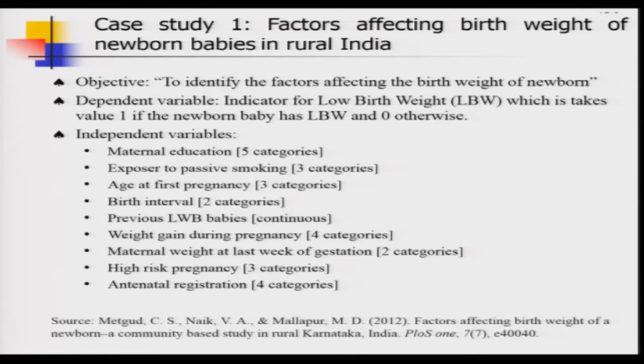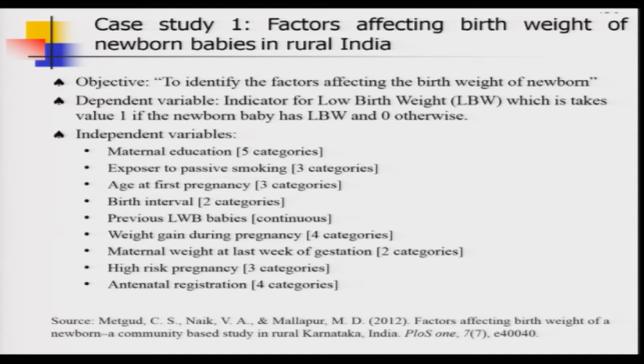So here I am going to talk about a paper which got published in an international journal. So now let us talk about the paper that I mentioned. It is a paper published by Medgard, Naik and Mallapur in the year 2012, and it got published in an international journal, PLOS One. In this paper, the authors have identified the factors affecting the birth weight of a newborn child, and this case study has come from rural Karnataka.